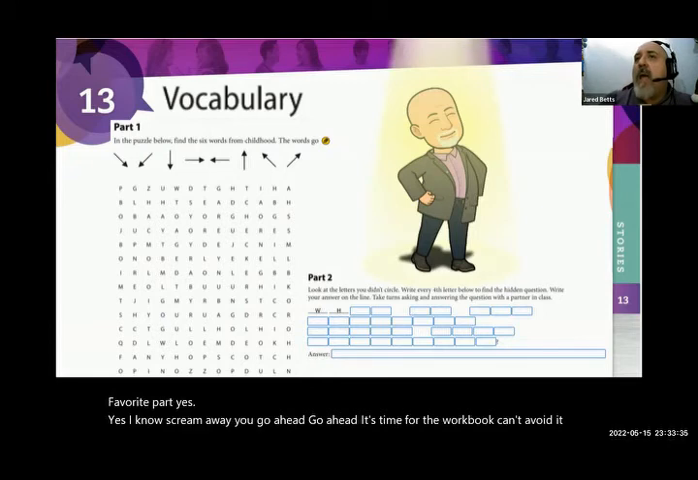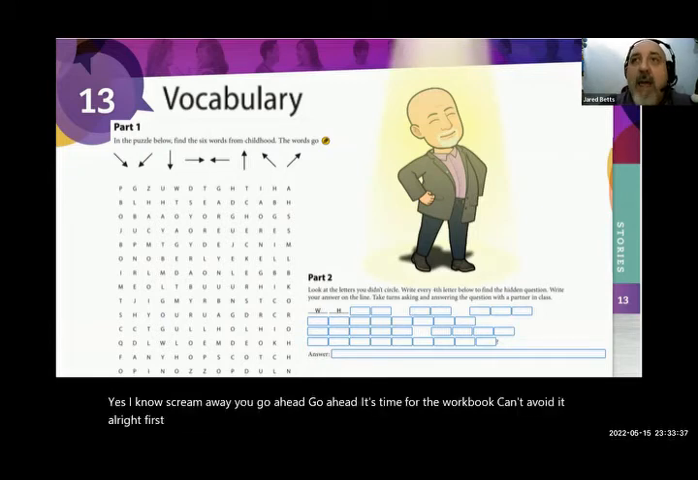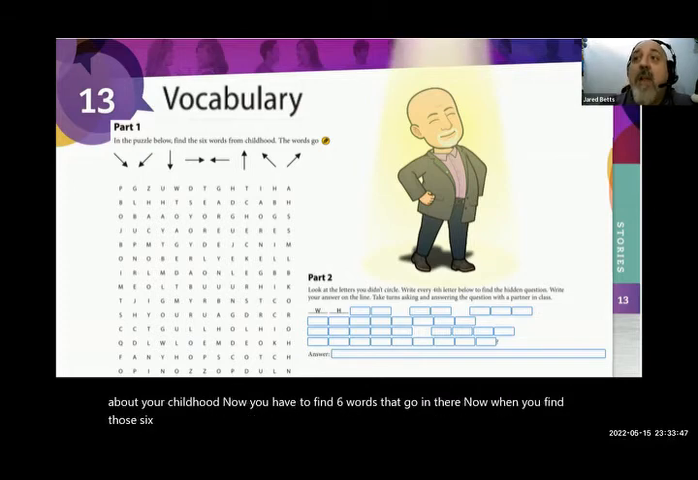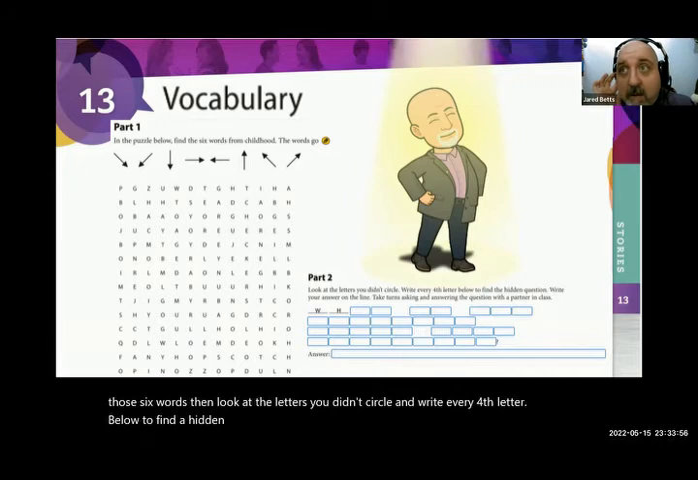First part. Here, you're going to have a puzzle where you're going to have to find some words about your childhood. Now, you're going to have to find 6 words that go in there. Now, when you find those 6 words, then look at the letters you didn't circle and write every 4th letter below to find a hidden message. So there's one hidden message.